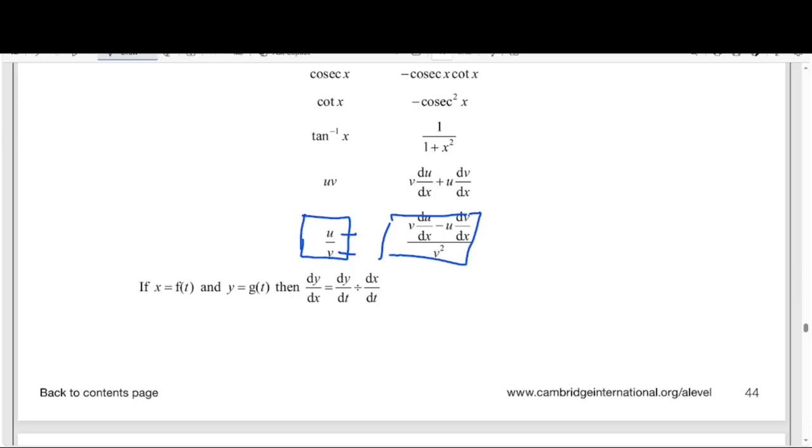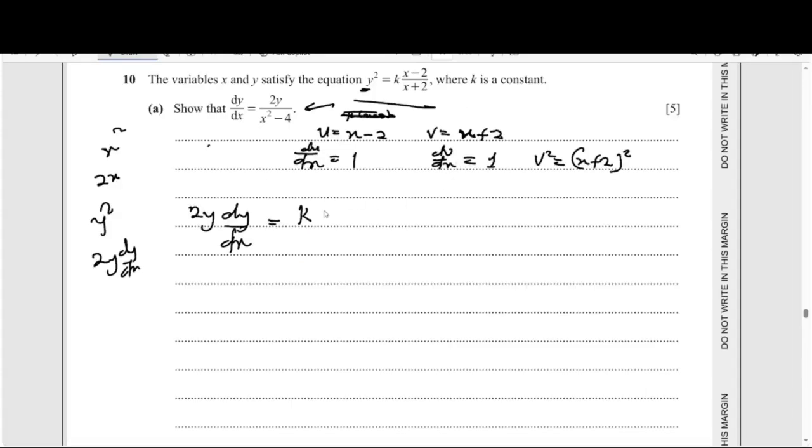The rest is, the formula says that v du dx minus u dv dx all over v squared. So we start with v first. V is x plus 2 times du dx, which is 1, minus u, which is x minus 2, times dv dx, which is 1. Then everything divided by v squared, which is x plus 2 all squared. Once again, there's no need to expand this as it's going to make the work even more difficult.